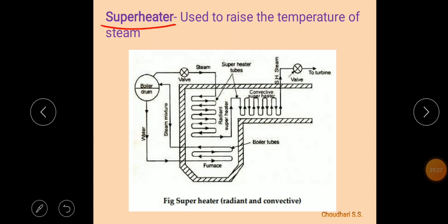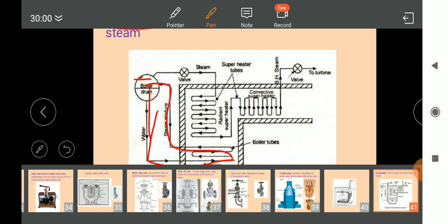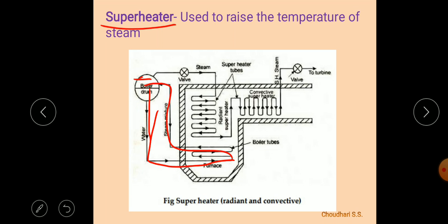Here we can see the water first comes inside the furnace, then it is heated and rises in the boiler shell. So here we get the steam. Steam is collected at the top of the boiler crown, and from the steam stop valve, it enters into the superheater tubes. Superheater tubes are nothing but smaller diameter tubes, and through them steam flows at constant pressure.